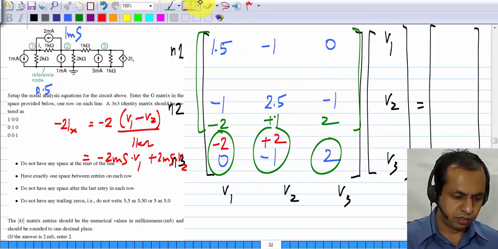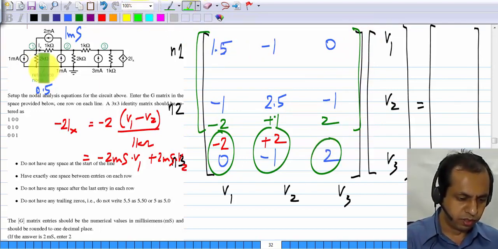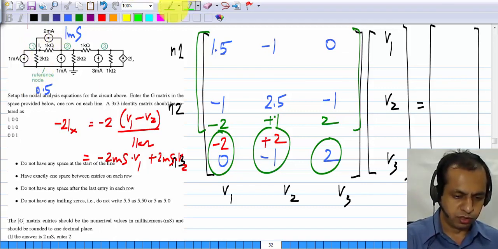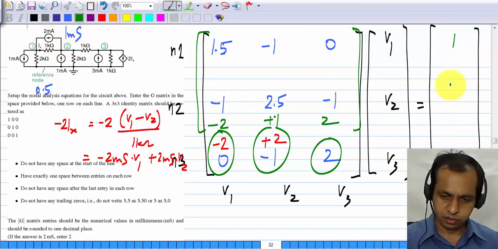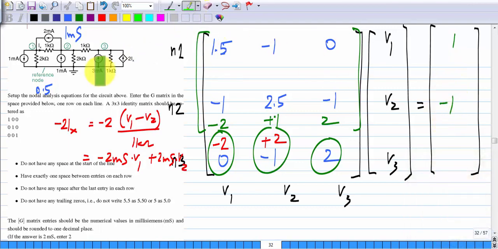The right hand side, again quite simple. The total current coming into node 1 is plus 2 minus 1, so that's 1. Total current coming into node 2 is plus 1 minus 2, so that is minus 1, and into node 3 is plus 3. Okay, all of these are in milliamperes.